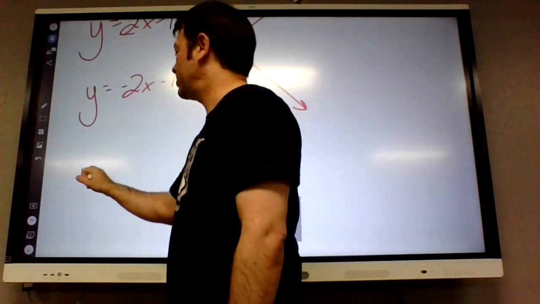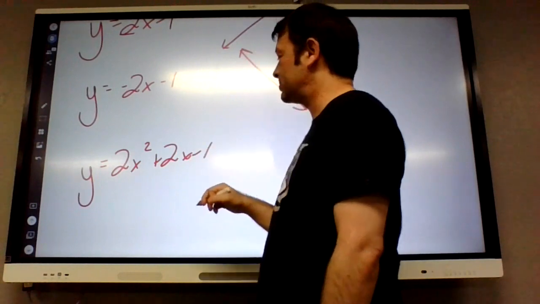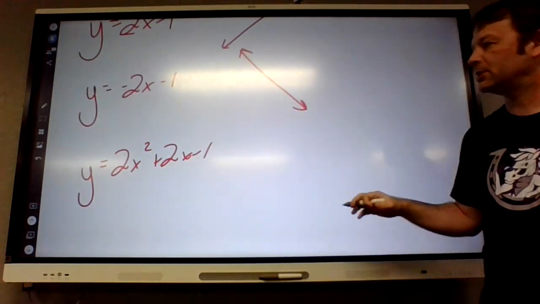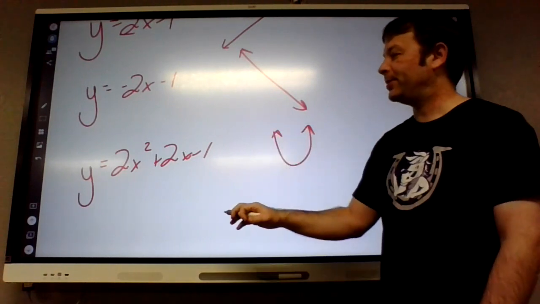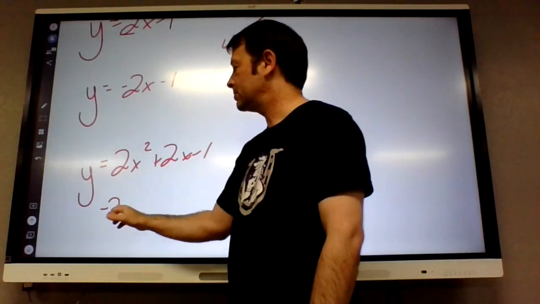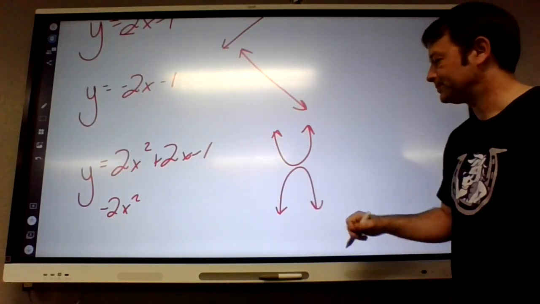Okay, and then what would the graph look like if I did a quadratic equation? What does it look like? Looks like a parabola. And if I put a negative on the front, it'll go down.